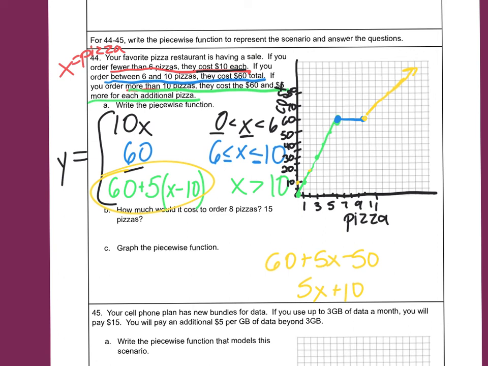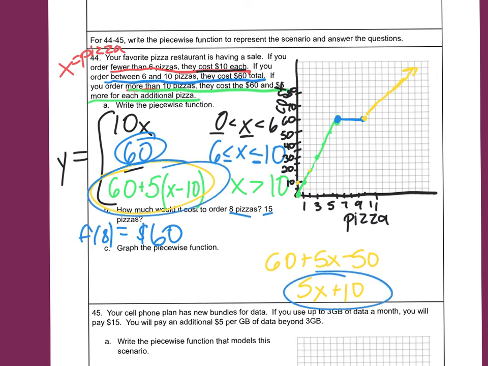How much would it cost to order 8 pizzas and then 15? Well, that one's pretty easy. We're just putting in f of 8 and f of 15. So when I plug in 8, I'm using the middle one. Well, I don't even have to plug anything in. I just know that's going to be 60, okay? So f of 8 is going to be $60, okay? And then 15 pizzas, I'm going to plug into the bottom one, which I already simplified. So f of 15 is just going to be 5 times 15 plus 10, which is $85.